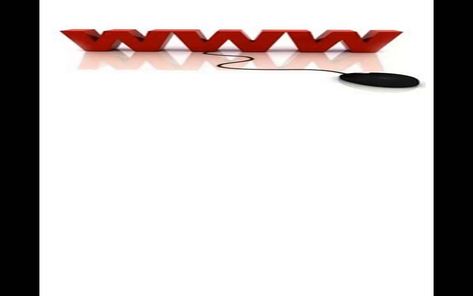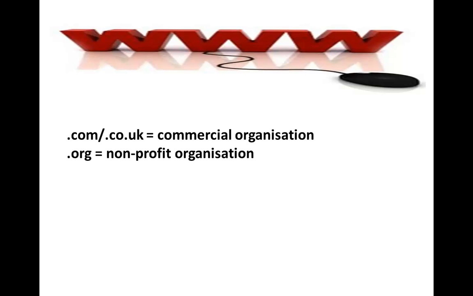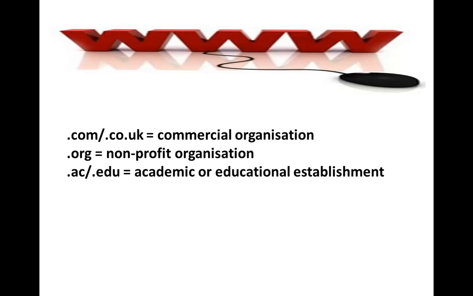For online information, the web address can be a big clue as to what kind of organisation has produced the information. If a web address ends in .com or .co.uk, this information has usually been produced by a commercial organisation. If a web address ends in .org, this is usually information produced by a non-profit organisation. If a web address ends in .ac or .edu, the information has usually been produced by an academic or educational establishment. And if a web address ends in .gov, this is information that's been produced by a governmental organisation.